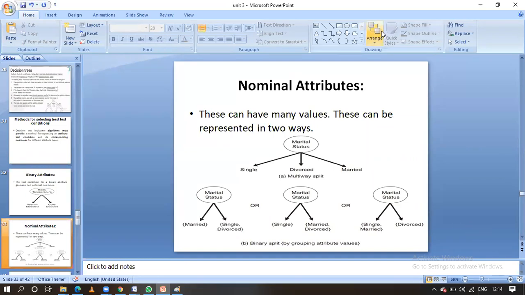Write down this diagram, guys, the previous one and this one also.